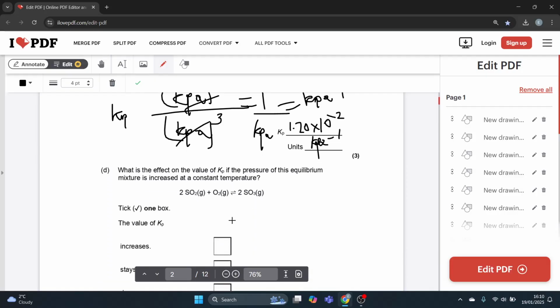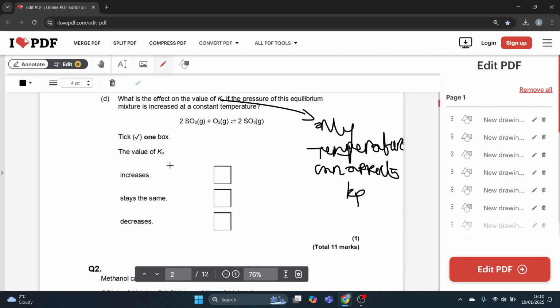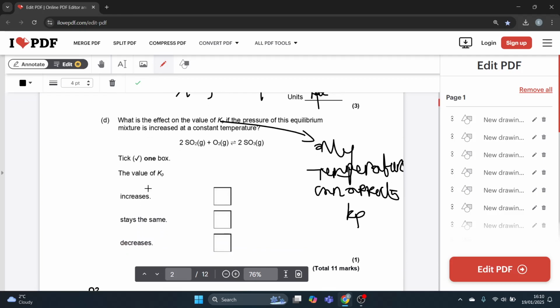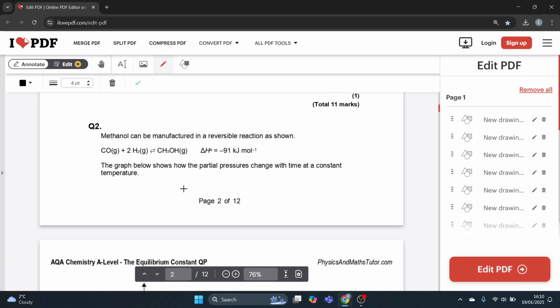What is the effect on the value of Kp if the pressure is increased at constant temperature? Remember, with Kp and Kc, only temperature can affect it. I'm going to say only temperature can affect Kp. So with pressure, it stays the same. Nothing happens.